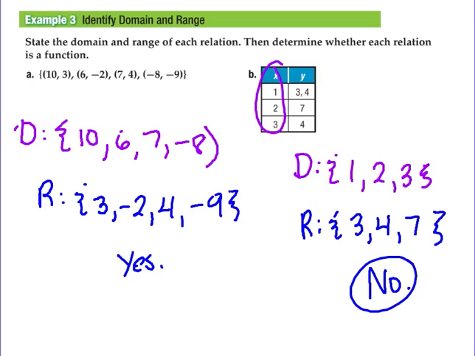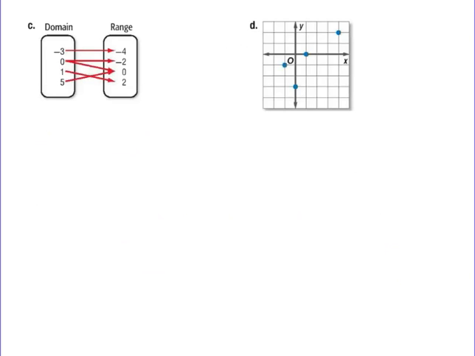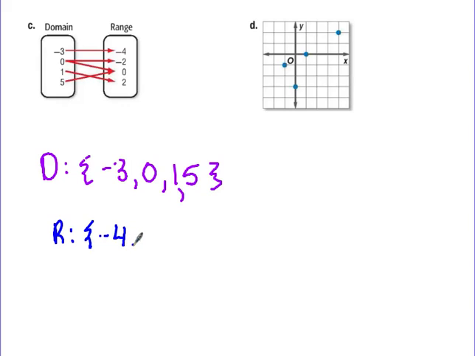Okay, so let's look at the next one. Same thing. What's the domain here? Negative 3, 0, 1, 5. What's the range? Negative 4, negative 2, 0, 2. Okay. Is that a function, yes or no? Why?